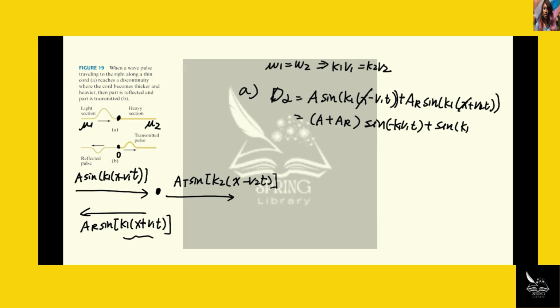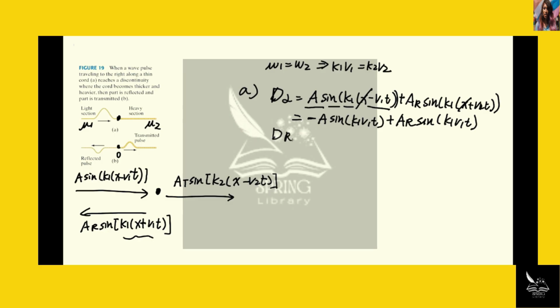Maybe the best way to write it is to write them separately. This is A times sine of negative k1 v1 t, which equals negative A sine(k1 v1 t), because sine of negative something is the negative of sine of something, plus A_R times sine of k1 v1 t. That is D to the left.